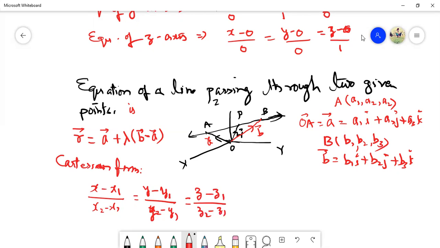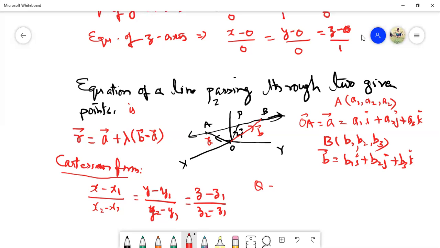What is the purpose of remembering the direct Cartesian form? Because sometimes the question comes for writing only the Cartesian form. So no need to think about the vector form. Directly in Cartesian form, you can put the values x1, y1, z1, x2, y2, z2, and you can get the answer if only the Cartesian form is asked.